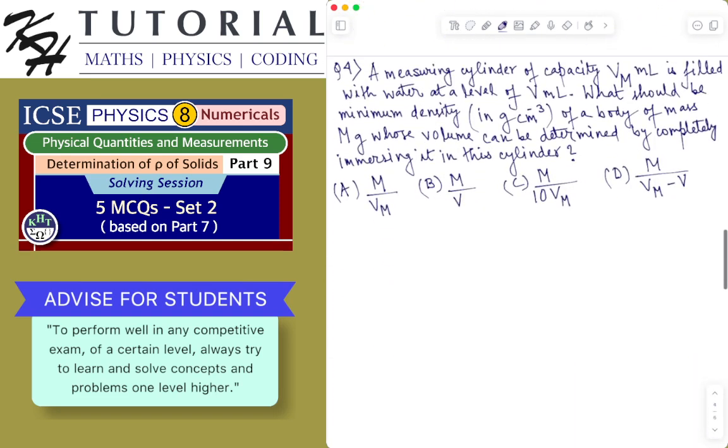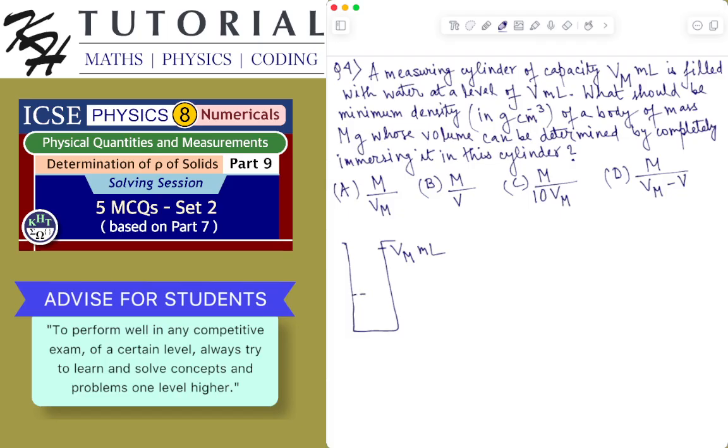Question number 4. A measuring cylinder of capacity capital V mL is filled with water at a level of v mL. So the capacity of the measuring cylinder, we have this kind of cylinder, the highest mark graduation is given as capital V mL. It is initially filled with water at a level of v mL.